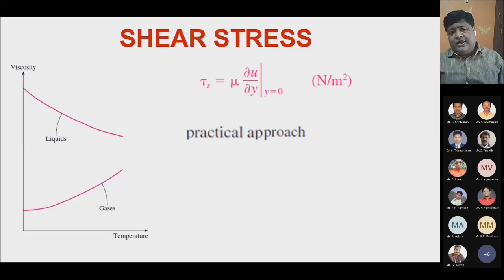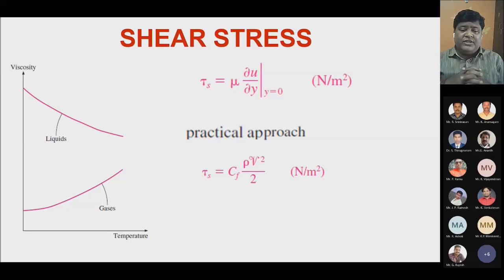In practice, measuring this tau s is not possible, because you will not be able to measure dou u by dou y very close adjacent to the surface. Though in a hot wire we can measure the temperature in that close vicinity, dou u by dou y is not possible at y equal to 0. So the practical way is to find the coefficient of friction, CF. This is another relation that is analytically derived, which involves rho v square by 2. Again, it is nothing but the kinetic energy.